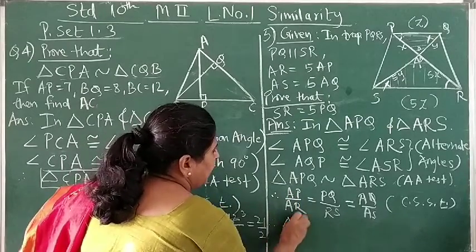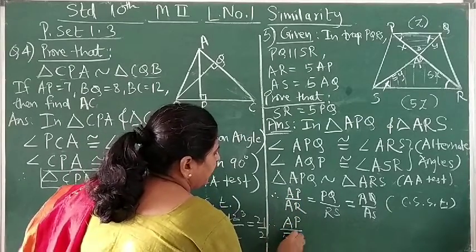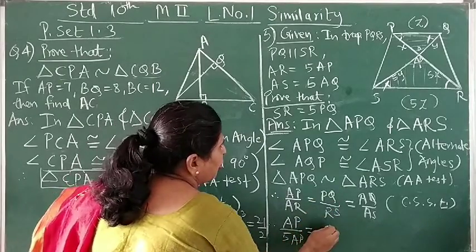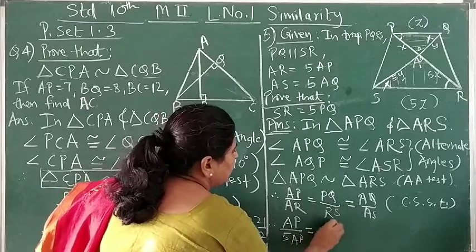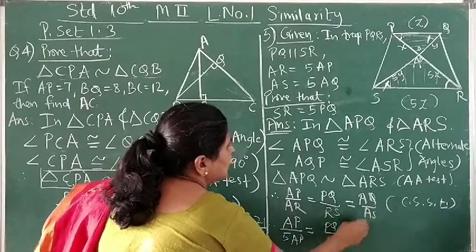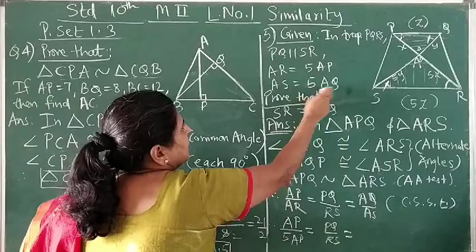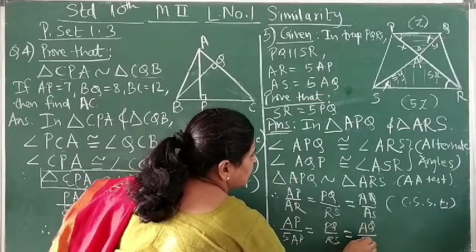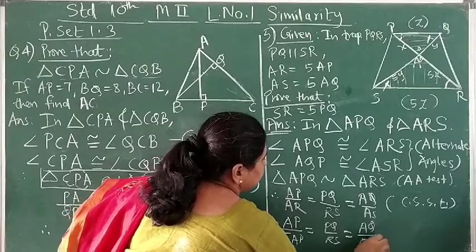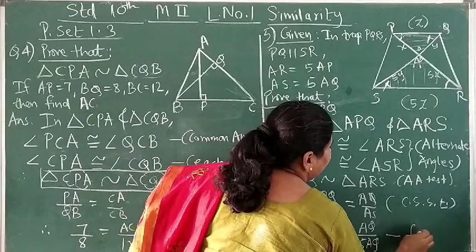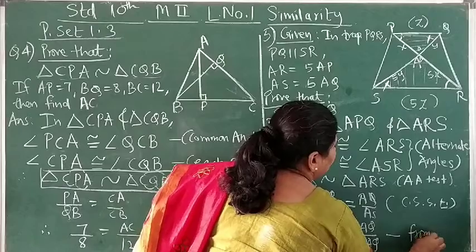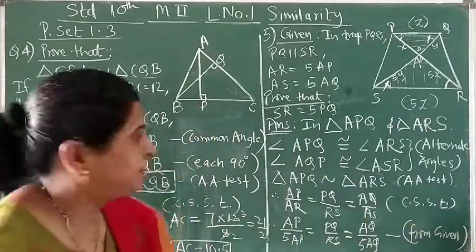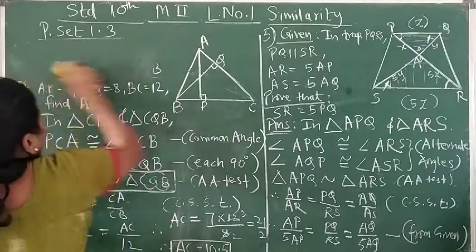So AP will be as it is, upon 5 times AP, is equal to PQ upon RS, which we do not know. We have to prove it. So it is PQ upon RS as it is. Now AS is 5 times AQ, so AQ will be as it is upon AS, where AS is 5 times AQ. You can write "given"; from the given, we have substituted these values. Correct? Okay, let me wrap up this part of the answer.